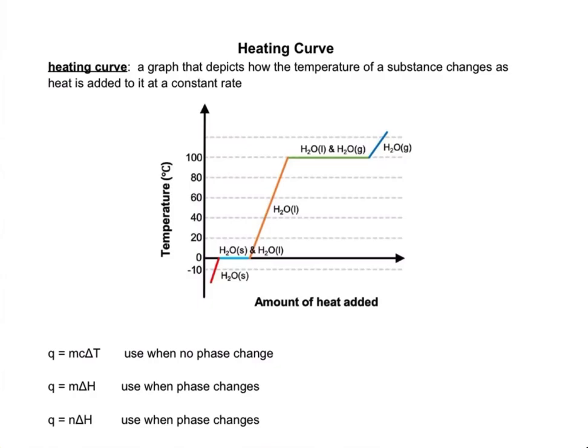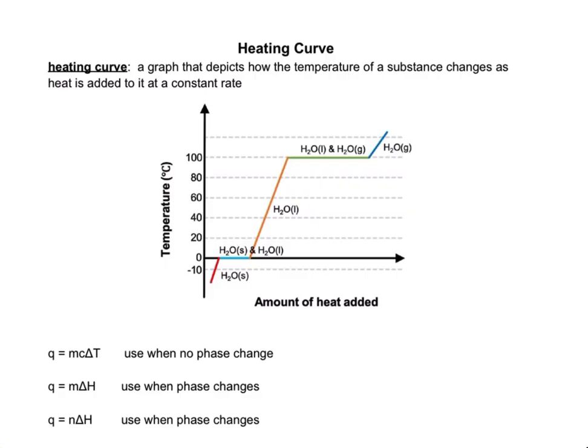We're going to work on a heating curve problem. A heating curve is a graph that depicts how the temperature of a substance changes as heat is added to it at a constant rate. So a heating curve just shows us how temperature and phase changes as energy is added.